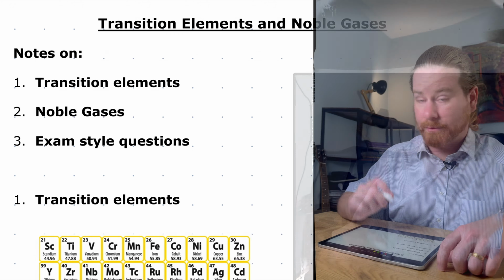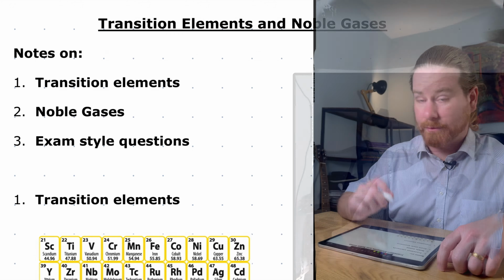So what do we have? We have the transition elements. The transition elements are the classic metals. If you are imagining a metal in your head right now, you are probably imagining a transition element. These are your classic metals. We've got iron, copper, silver, gold. These are the metals you know and love. Because of that, they have the classic metal properties.